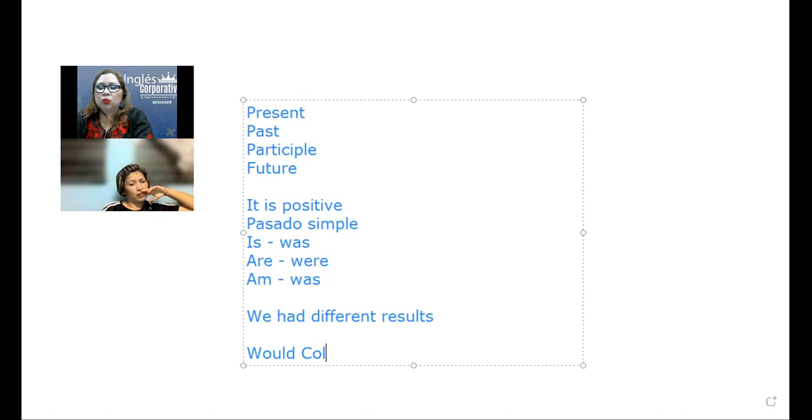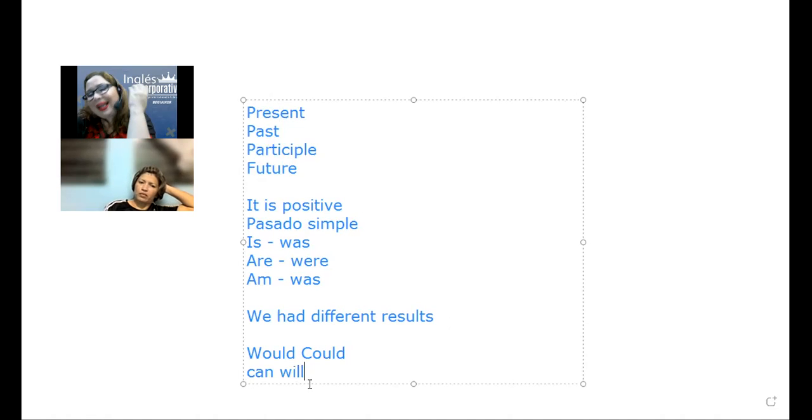Could. Tenemos can, tenemos will, okay. Hay otros más, pero estos son verbos modales, ok. Ahora, para formar el futuro, tenemos will, tenemos varias figuras, no solamente will, tenemos I am going to, ok. Will es uno, going to es otra figura, pero también es futuro, ¿verdad?